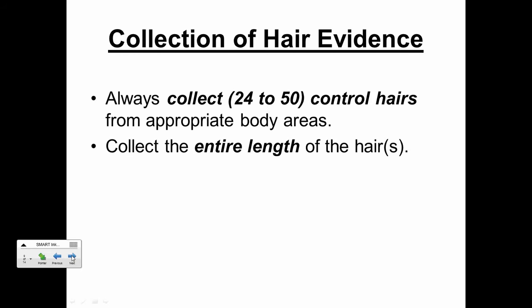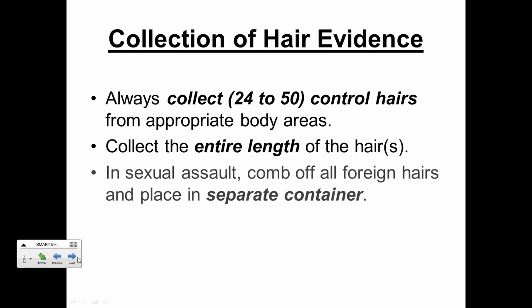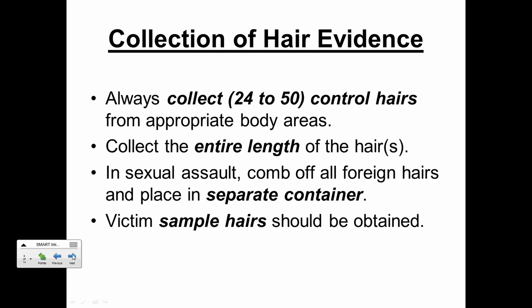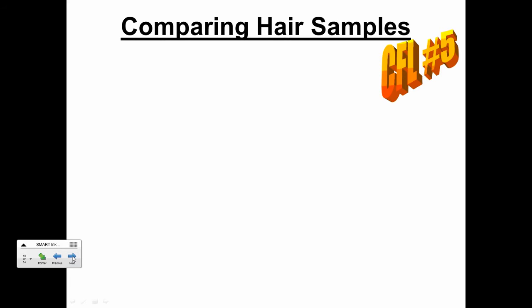When we collect these for control purposes, we have to get the entire length of the hair. It can't be a partial hair. It has to be the entire length. And in sexual assaults, you have to comb off all the foreign hairs and place them in separate containers. So when you take the hair samples, if there's a foreign hair that seems to be mixed in with the hairs that you're collecting from your control, you want to separate those for separate analysis. And then victim sample hair should always be obtained.